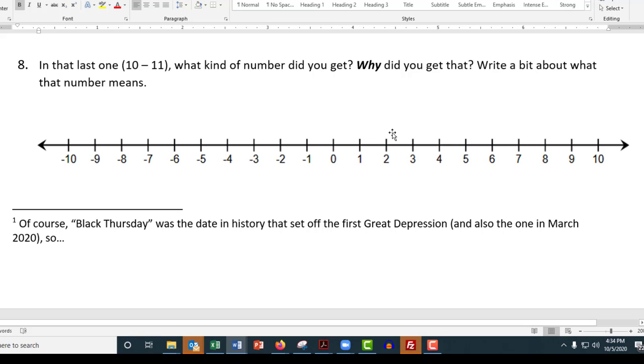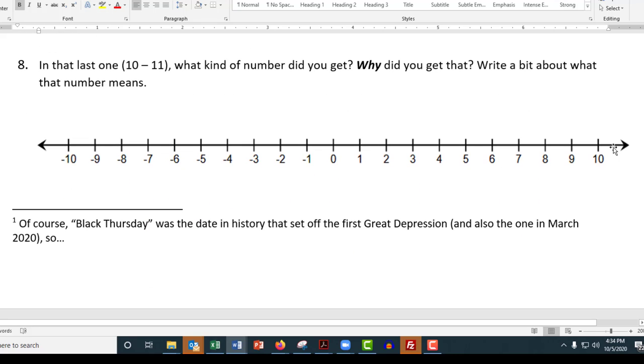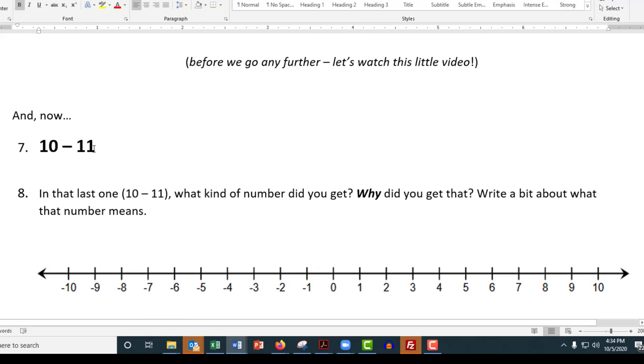And that can be established anywhere along the way. I mean, 10 minus 10, that's a good one. Start with 10, remove 10. 1, 2, 3, 4, 5, 6, 7, 8, 9, 10. You're down at 0. Perfect. The same logic applies here.